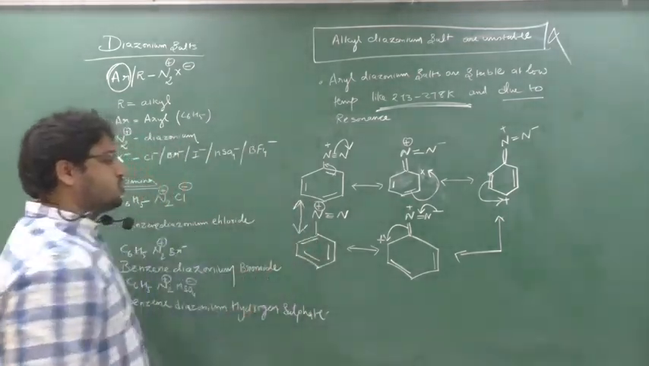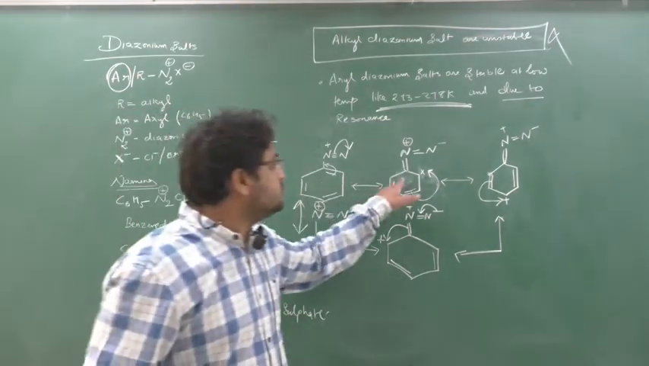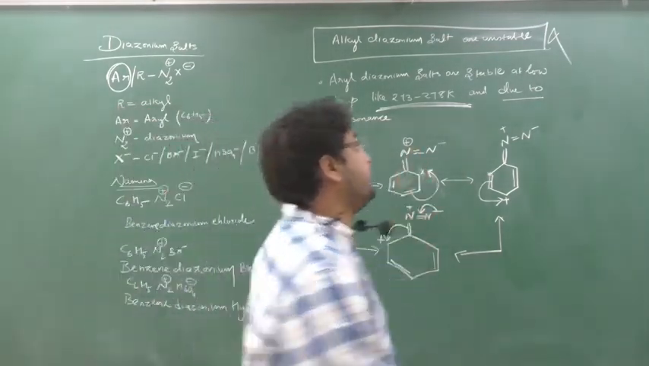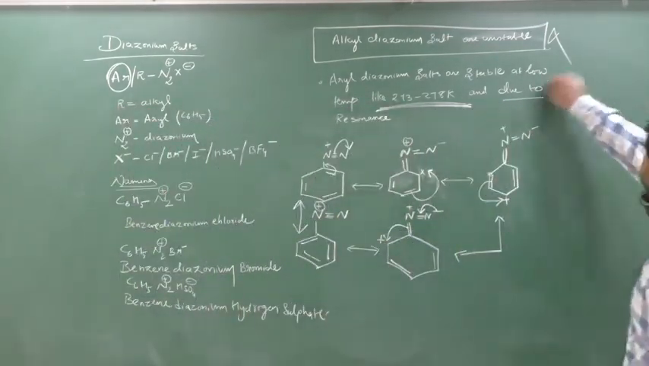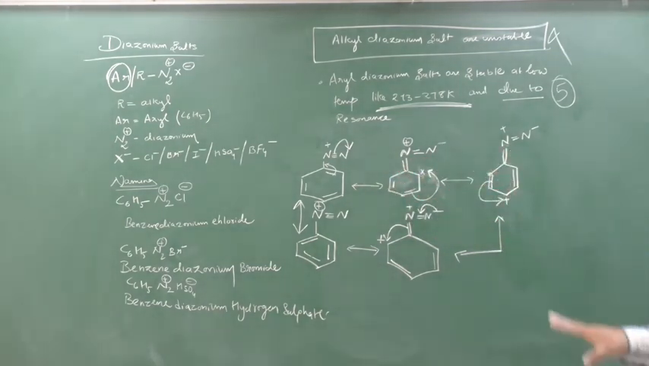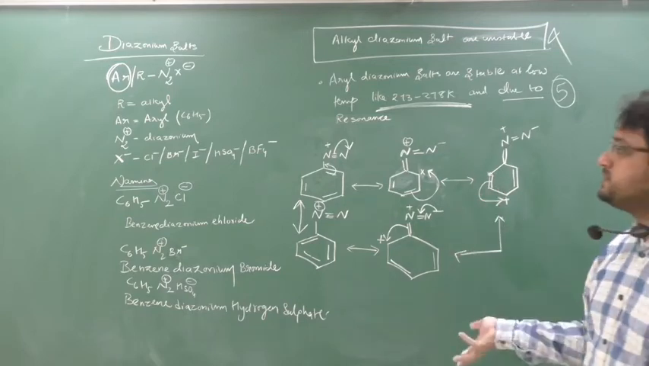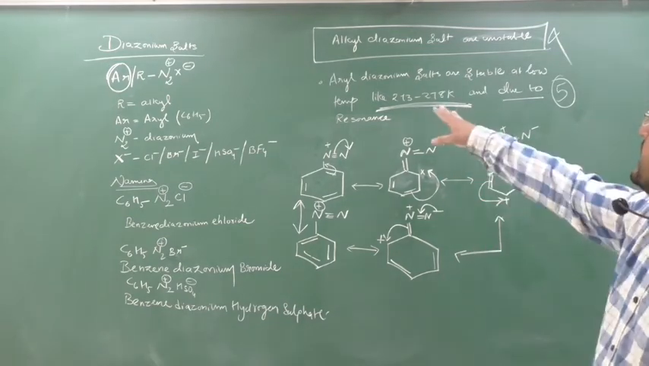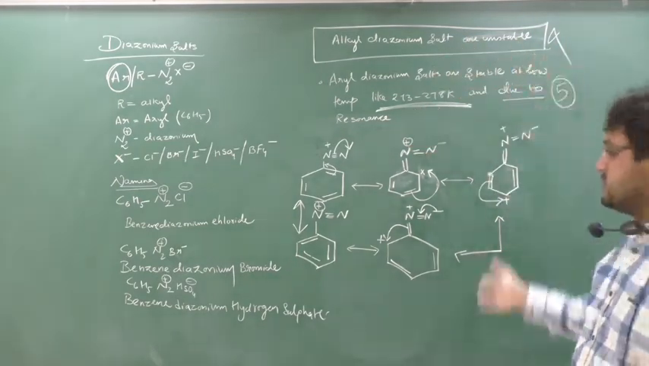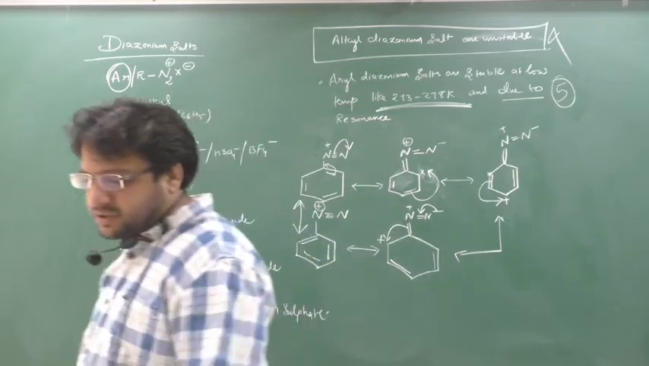So totally how many resonance structures are there? 1, 2, 3, 4, 5. So total there are 5 resonating structures. Really remember. So for aryl diazonium salts, totally there are 5 resonating structures, and due to resonance, it is a stable species. Due to this reason, aryl diazonium salts are stable at low temperature. Alkyl diazonium salts are not stable. Remember these structures. These structures are very important.